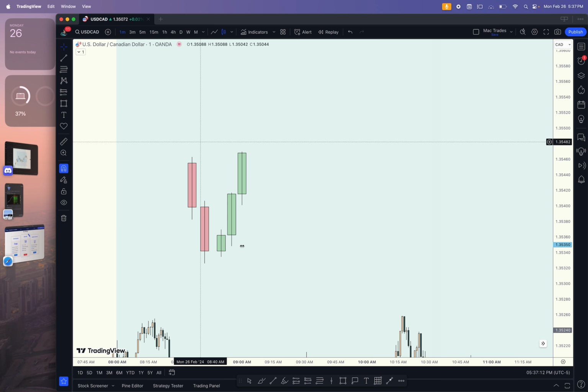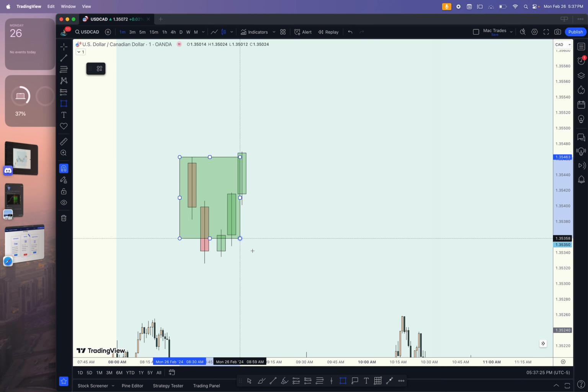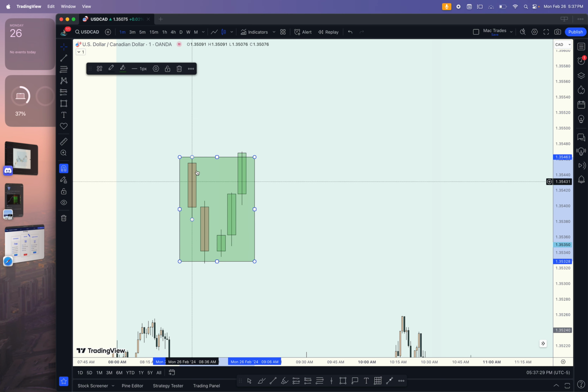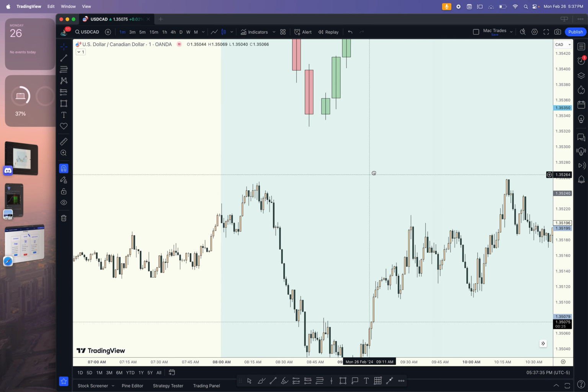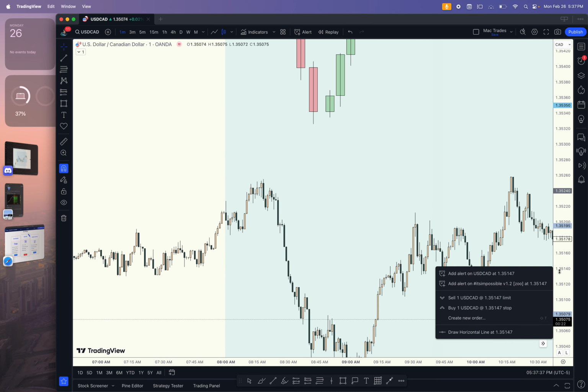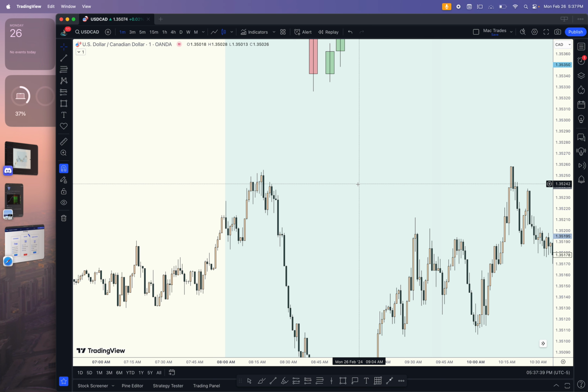Another way it could form is like this. Bearish range here. Price goes bullish and closes outside of this bearish range. It's right here. Accumulation still. So now let's actually get into the charts and talk about real life examples of how I look for accumulation.